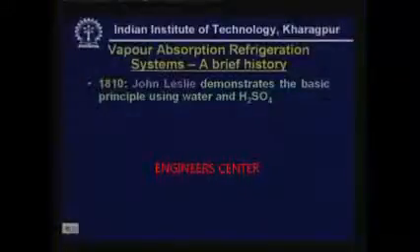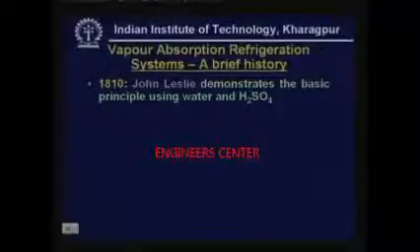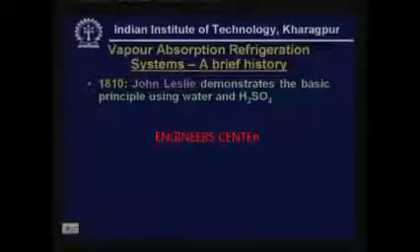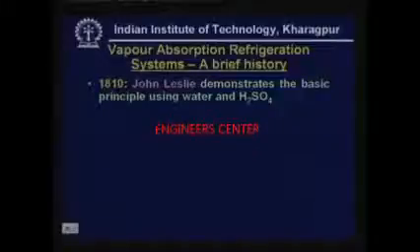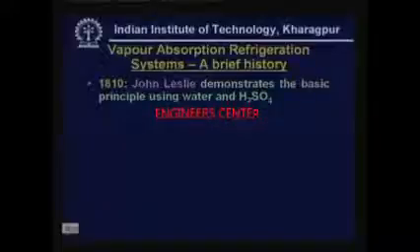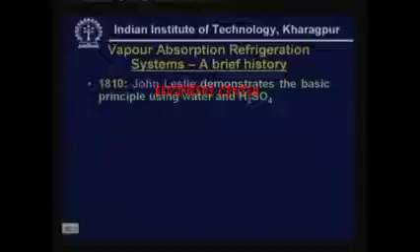In 1810, John Leslie demonstrated the basic principle of vapor absorption using water and sulfuric acid. When you keep water in contact with sulfuric acid, which has a high affinity for water, it can absorb the water vapor formed above the water. As long as it has sufficient potential, it can continuously draw the water vapor from the water. Since this is an evaporation process, heat has to be supplied, so the rest of the water gets cooled. That means using the principle of absorption and the high affinity of the absorbent, you produce an evaporation effect, and thereby you produce a refrigeration effect. This is the principle of the vapor absorption refrigeration system.